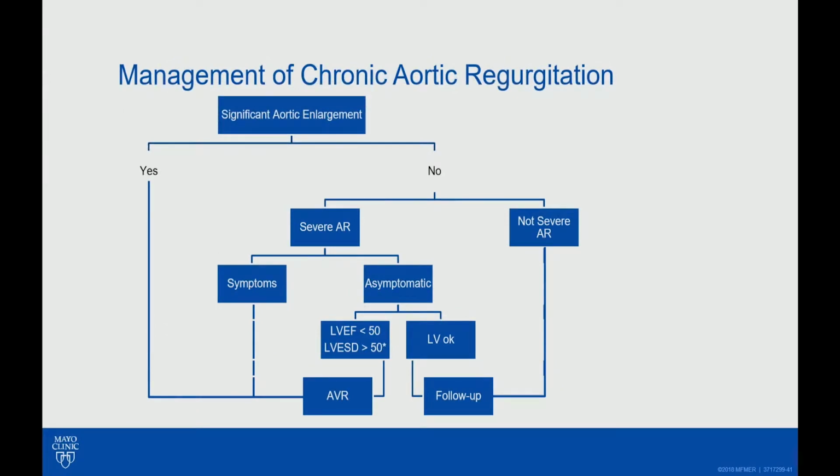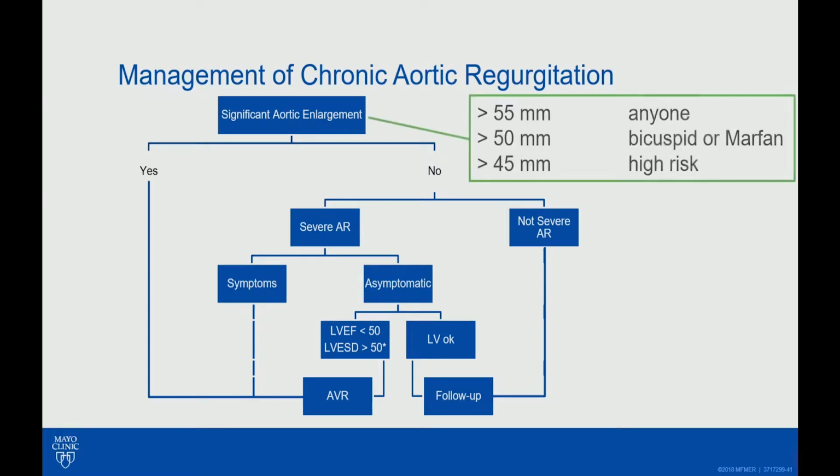So this is the management of chronic aortic regurgitation. First, look and see if there is significant aortic enlargement. What does that mean? Well, for anyone whose aorta is greater than 55 millimeters, that person probably needs an operation to avoid dissection. If they have a bicuspid aortic valve or Marfan syndrome, then you might drop that to 50 millimeters. And if they have one of the higher risk forms of thoracic aortic disease, say a Marfan history plus a family history of dissection or a Loeys-Dietz syndrome, then you're going to want to intervene when that aorta gets above 45 millimeters.